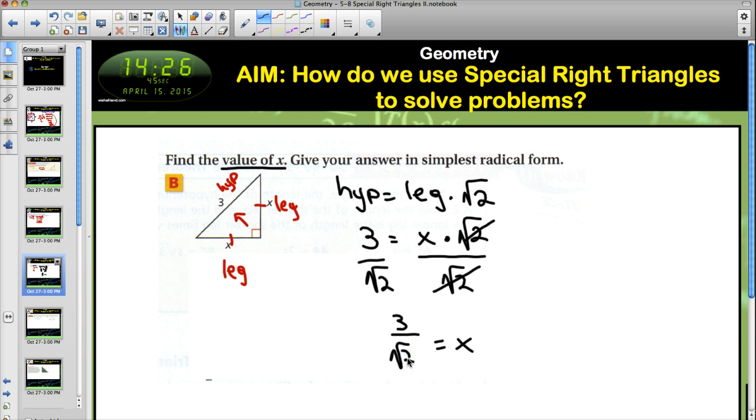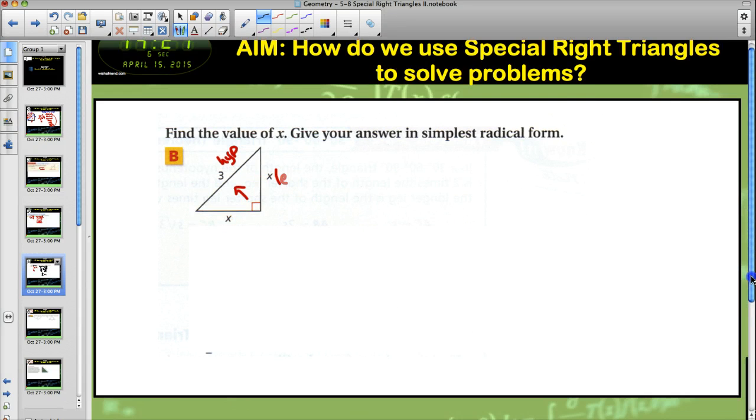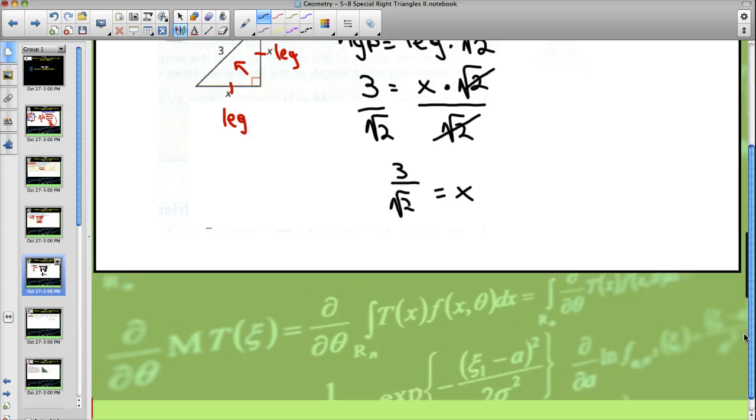Now that's not in simplest radical form because we have a square root, a radical, in the denominator of a fraction. In all of mathematics, it's not allowed to leave a radical in the denominator of any fraction. So we have to take one more step to rewrite this fraction, 3 over radical 2, so there's no radical sign in the denominator. And the way in which I do that is as follows.